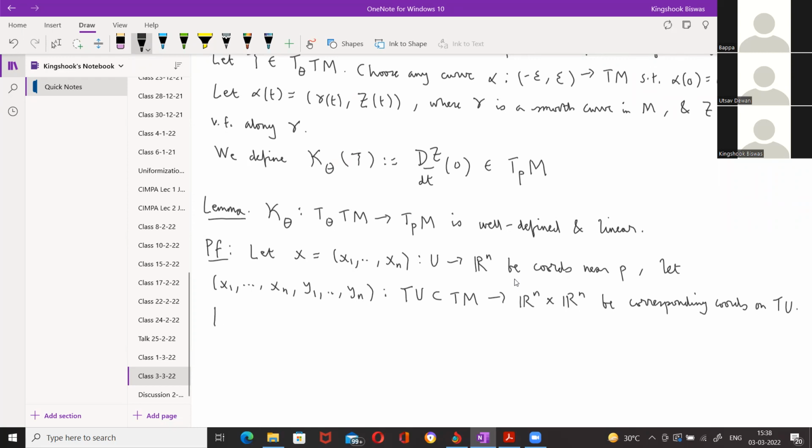So let this pair xy composed with alpha t. So this becomes a curve in R2n. So I can write this as some tuple of 2n functions, x1t, up to xnt, y1t, up to ynt. Okay.